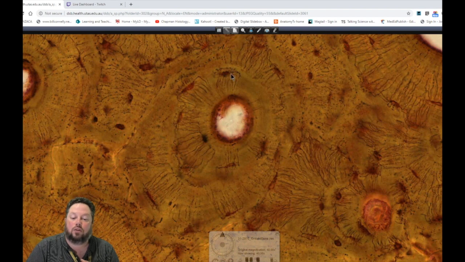And so these osteocytes, which sit within the bone in these lacunae, have long cytoplasmic processes which extend out to the blood vessels and make contact. So they're able to get their nutrients.